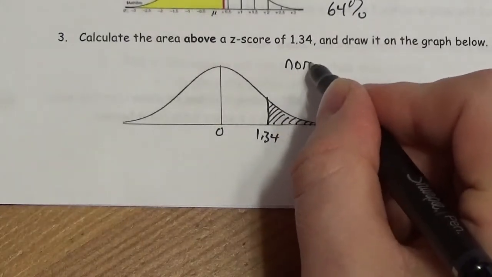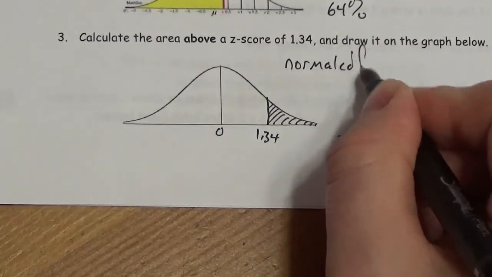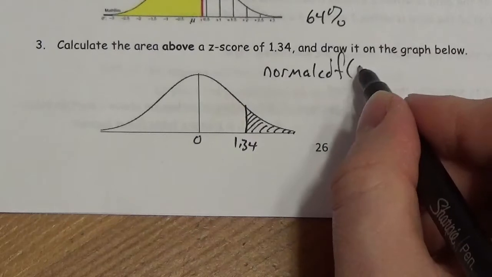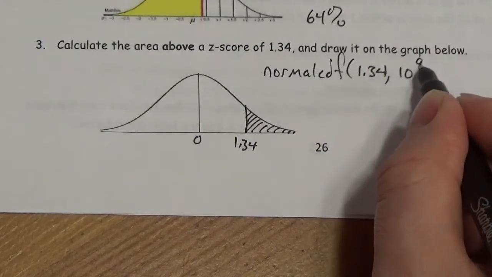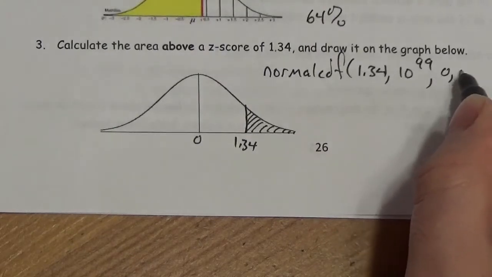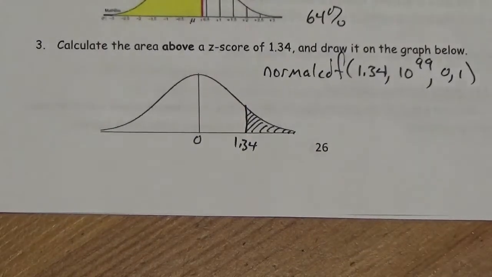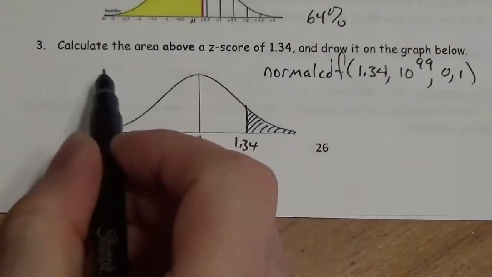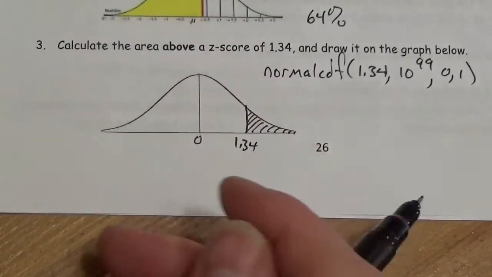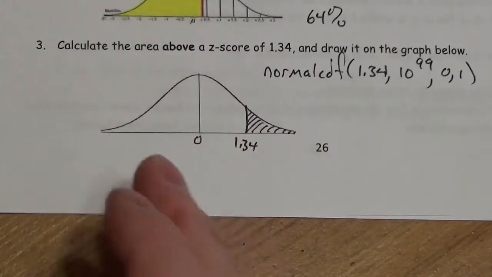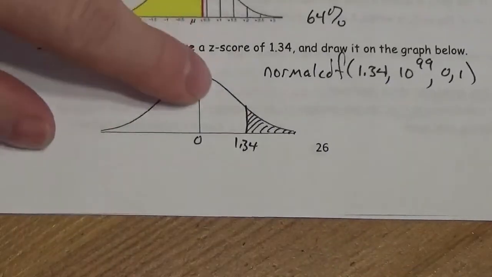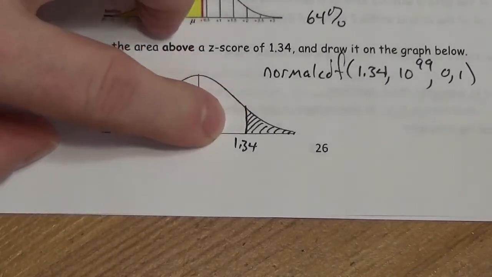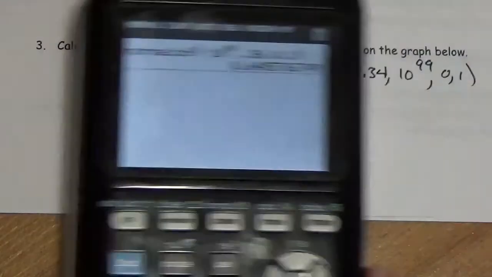So to enter this into my calculator, this would be normal CDF. This time my low bound is positive 1.34, but there is no upper bound, so it'll be 10 to the 99. The mean is 0. The standard deviation is 1. And remember, when I say calculate the area above, area and probability are the same thing here. So I'm basically asking what is the probability of having a data value that's got a Z-score greater than 1.34.